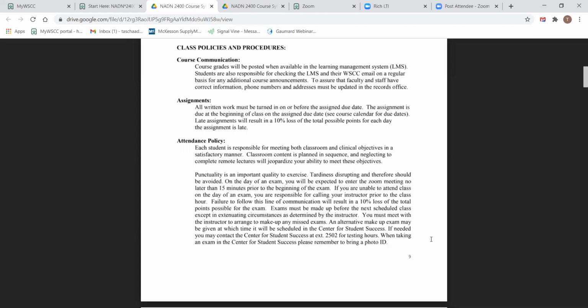I will have the Zoom meetings open a half hour before, so 30 minutes prior. So you can come into that Zoom meeting, and I'll talk a little bit more about detail since we're talking about attendance here. Just make sure that it's no later than 15 minutes prior to the beginning of the exam. If you're unable to attend, just make sure you call. Again, here's another place where you can lose points simply because you didn't follow a line of communication.